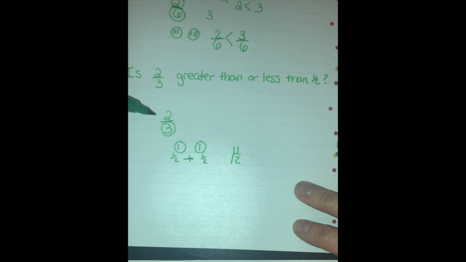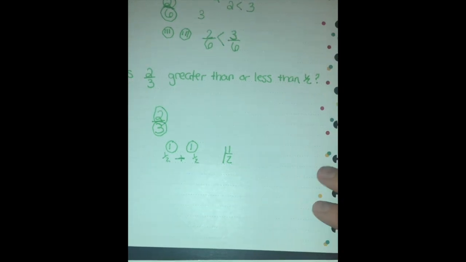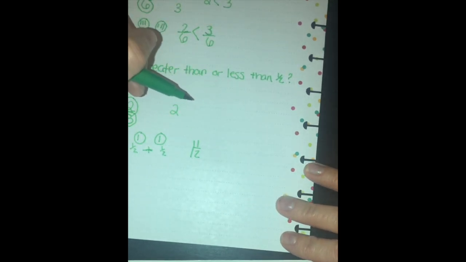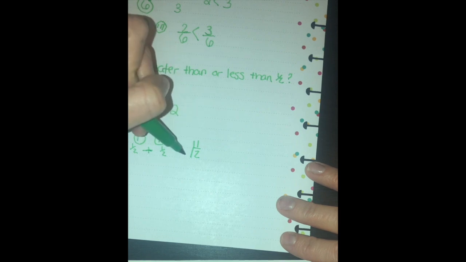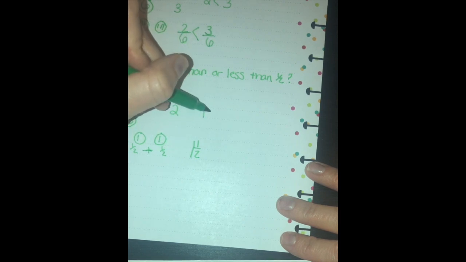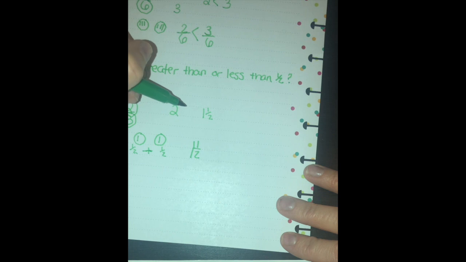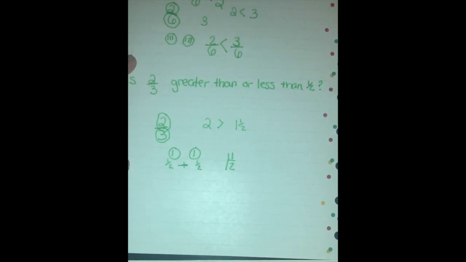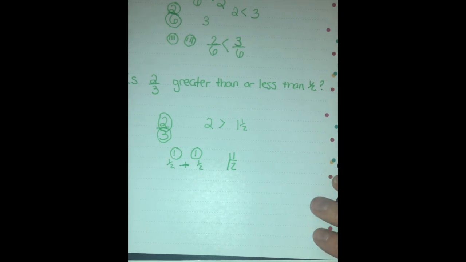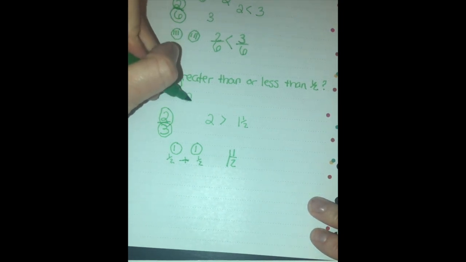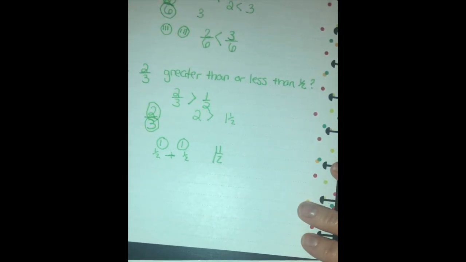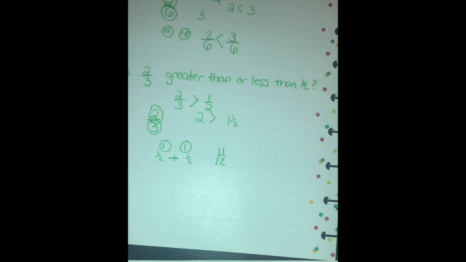Next step, I'm identifying the numerator, which is 2. And I'm asking myself, is the numerator greater than or less than half of the denominator? And remember, half of the denominator is 1 1/2. So I know that 2 is greater than 1 1/2. I can go back to my original problem and say 2/3 is greater than 1/2.